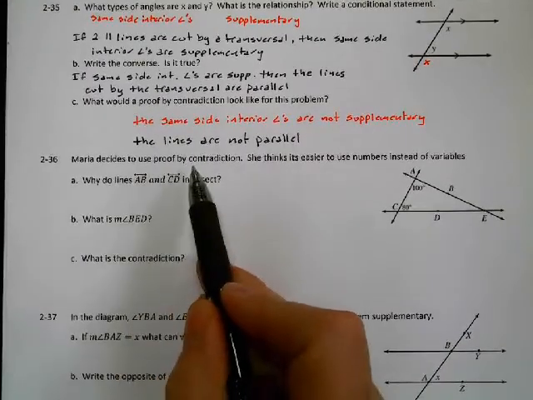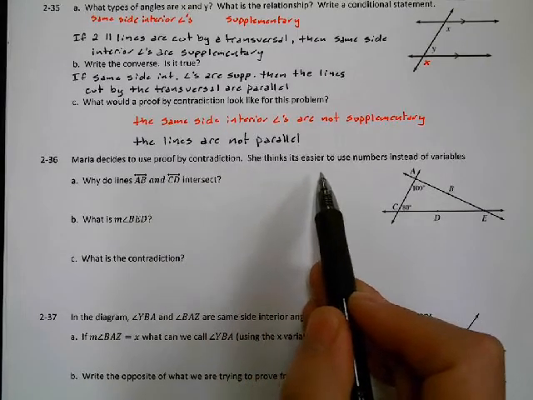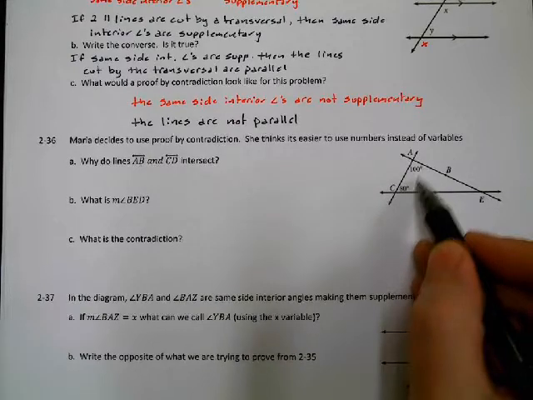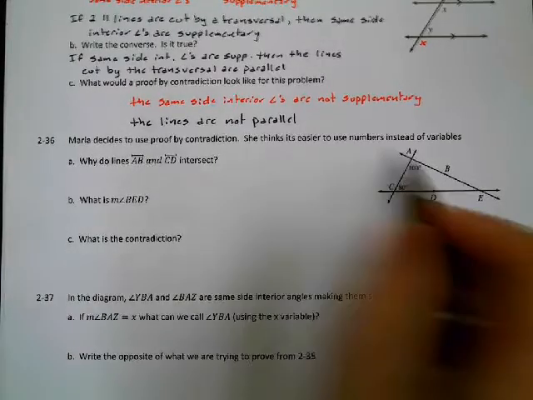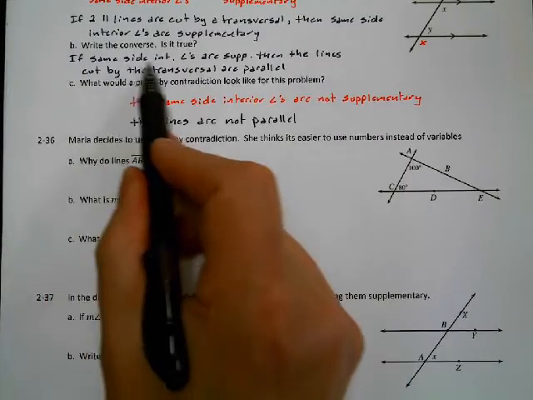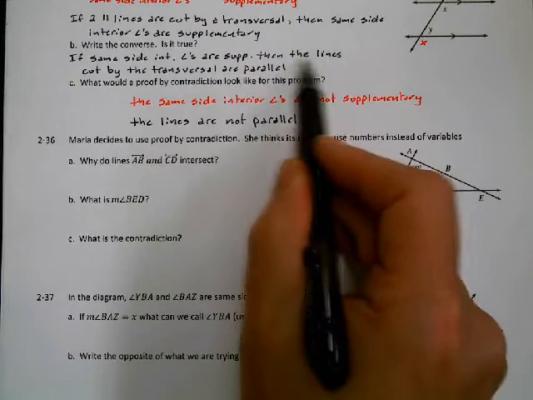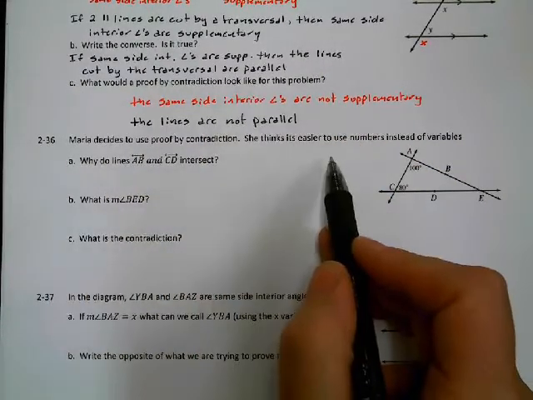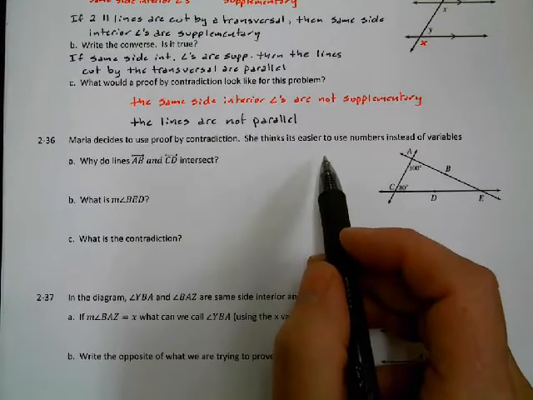So Maria decides to use proof by contradiction because she's crazy. She thinks it's easier to use the numbers instead of variables, which is fine. So she goes, okay, here I've got same side interior angles, and they're supplementary. So she's starting off with this converse and saying same side interior angles are supplementary. And then our other statement said the lines cut by the transversal are parallel. But she's like, but what if they're not? What if they're not parallel? Because we're doing a proof by contradiction.